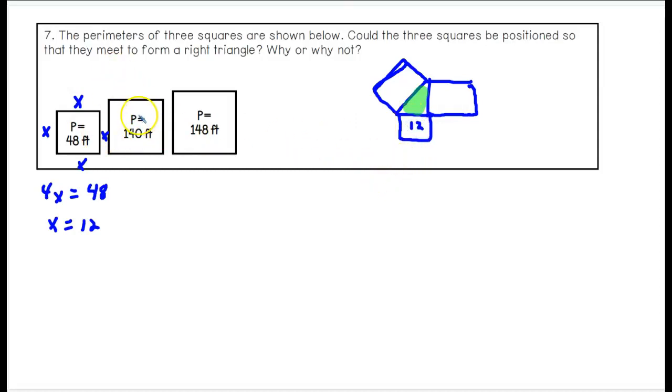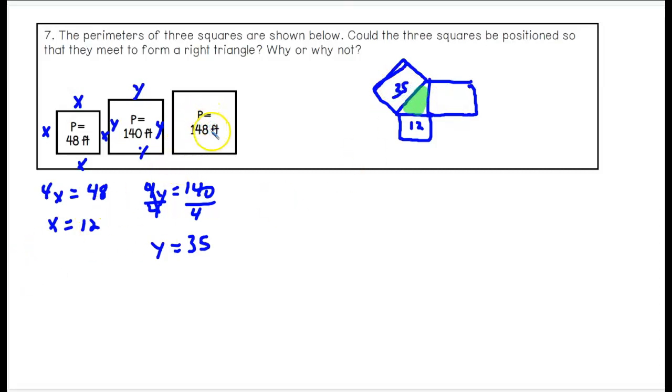And then over here, I've got 140 feet. So again, I need to make this one y, right? So all these y's have to add up to give me 140. So 4 times y should equal 140. So I'm going to divide by 4 on both sides. Y is going to be equal to, and 140 divided by 4 is 35. So that side over here should be 35.